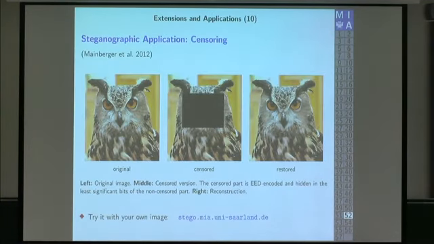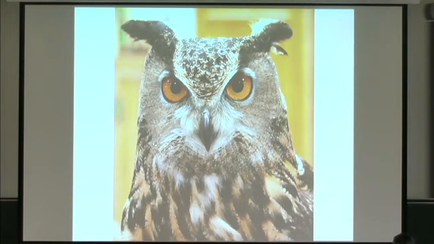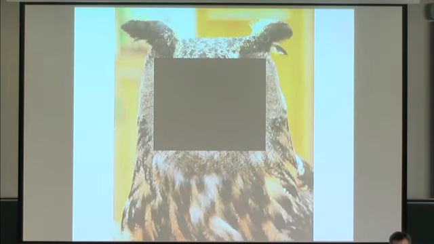This is just for the fun of doing it. We have a colleague in cryptography in Saarbrücken, and we thought we could do something on censoring. So we want to censor an owl. How do you censor an owl? Well, the same way as if you censor humans, you just remove the part around the eyes of the owl.